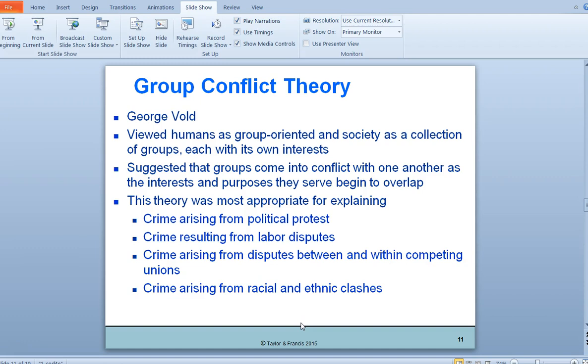And this theory was most appropriate for explaining crime that arises from political protest, that results from labor disputes, that arises from racial and ethnic clashes, and arises from disputes between and within competing unions. So we're looking at really the conflict that goes on in society because of your interest.